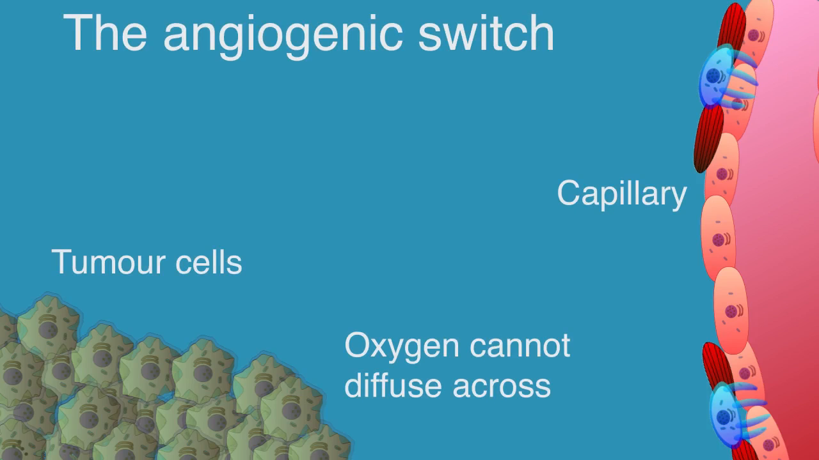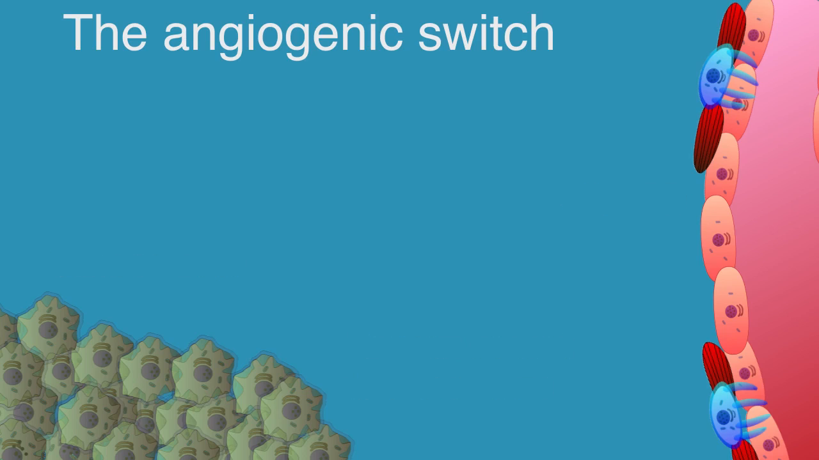Hi, so in this video we'll be looking at the angiogenic switch. On the left hand side of the screen you can see the tumour cells, and on the right hand side of the screen you can see the nearby capillary to the tumour. However, the distance between them is not close enough for oxygen to diffuse across. This means that tumour cells at this stage of their development are in hypoxic conditions.